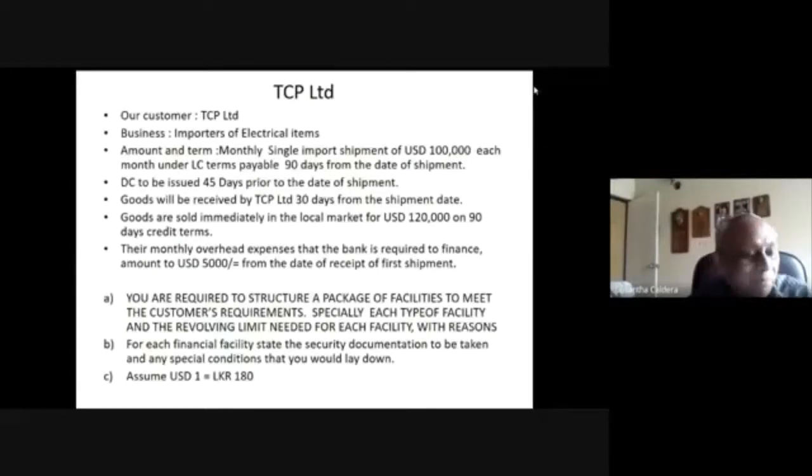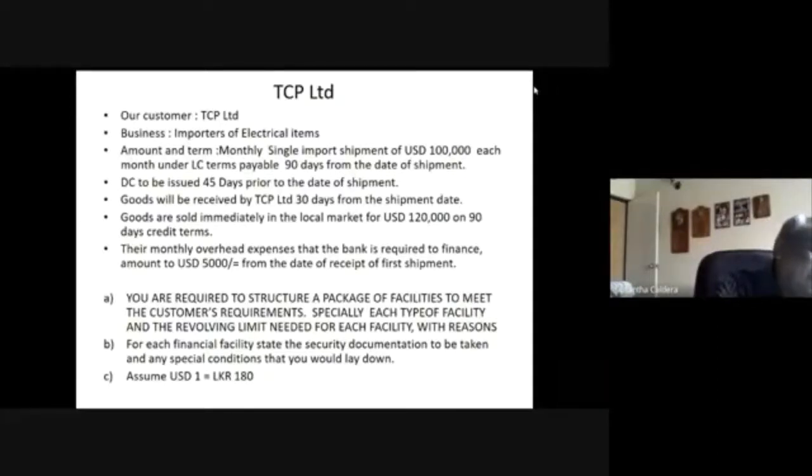Always it is 1 month, 2 months. That is the lead time, 2. Lead time is 2, right? US dollars 200,000. Therefore, US dollars 200,000 into 180. Clear? Rupees 36 million.